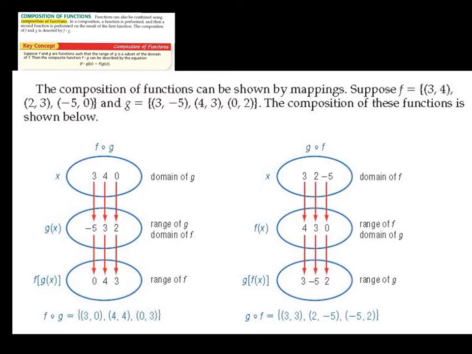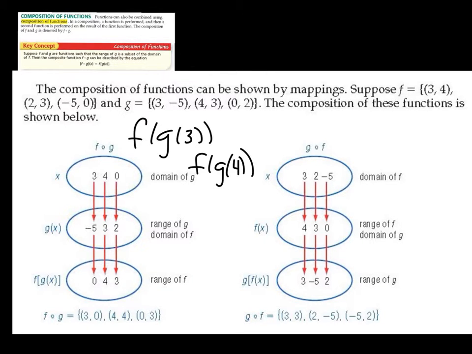Suppose f equals (3, 4), (2, 3), (negative 5, 0), and the g function is (3, negative 5), (4, 3), (0, 2). And I kind of prefer this notation. This would be read f of g of 3. So I'm going to start with g of 3 is negative 5. And then I want to do f of negative 5. So f of negative 5 is 0.